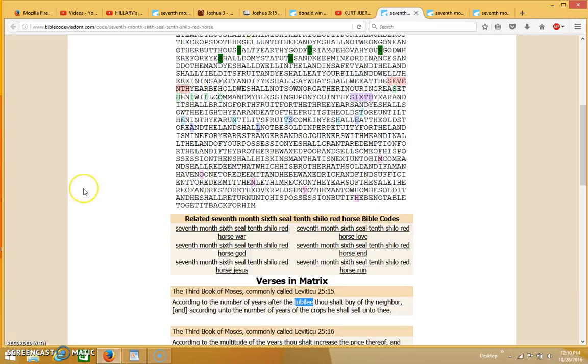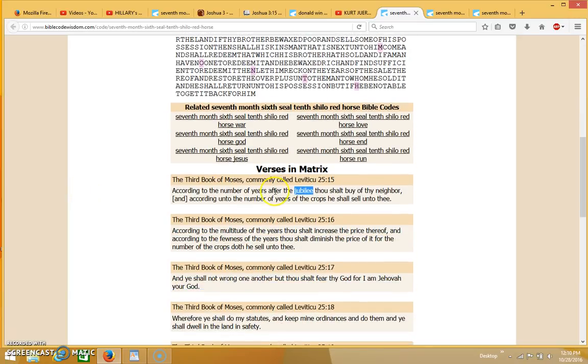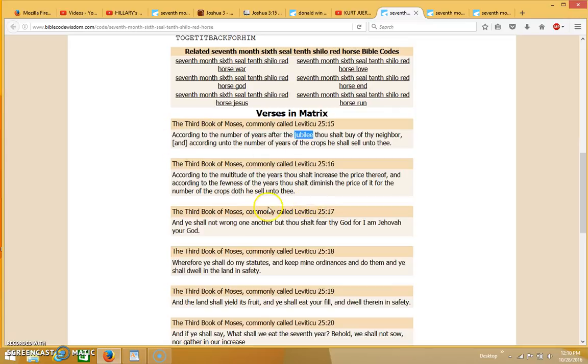And like I said before, what's really amazing is that this is coming up in the book of Leviticus, where it's talking about the wheat harvest and the Jubilee. And so I'm going to go ahead and read the matrix, and as you may notice, as I read the matrix, there's some really interesting key phrases that come up in the matrix as well.